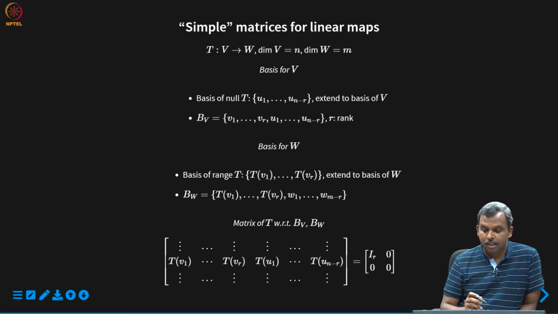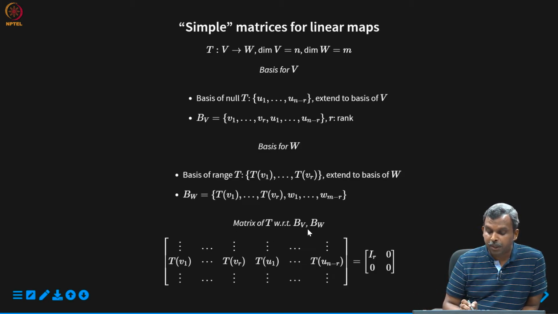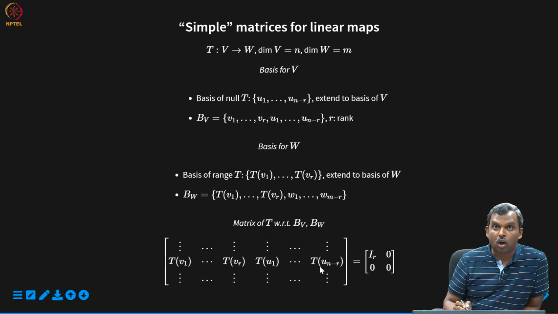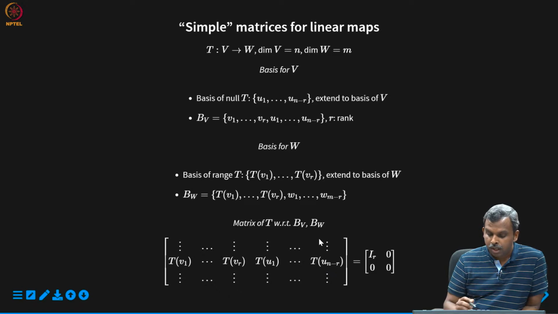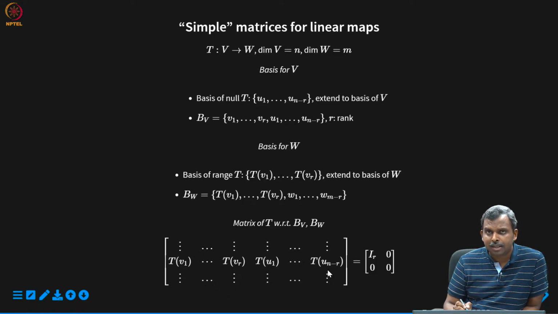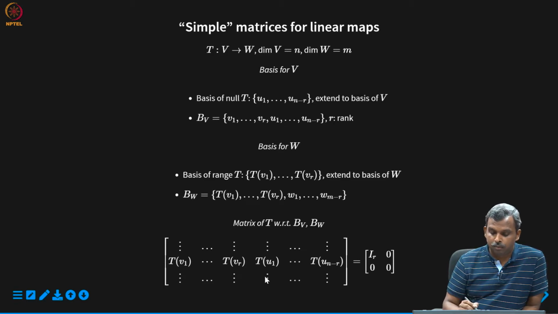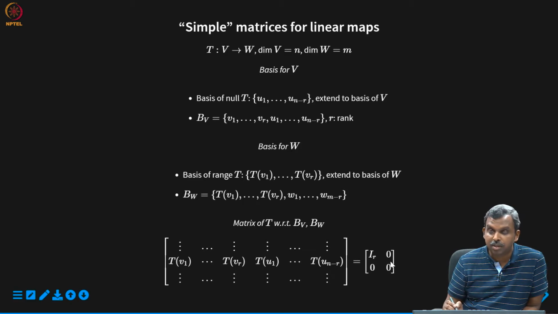The reason is, if you look at the matrix of T with respect to BV, BW, what should I do? I should make a bunch of columns. The first column should be T of V1 represented in BW, okay. I'll come to that in a little while, but the second one is T of V2, likewise the Rth column is T of VR, and then I have T of U1 through T of U(n minus R), okay. Now what happens to T of U1 to T of U(n minus R)? They are all 0, right, because those are from the null space, so they'll all go to 0. So the last n minus R columns will be all zeros here.